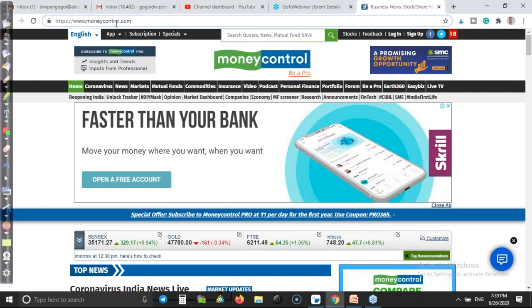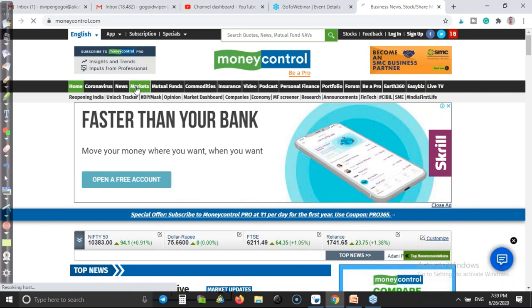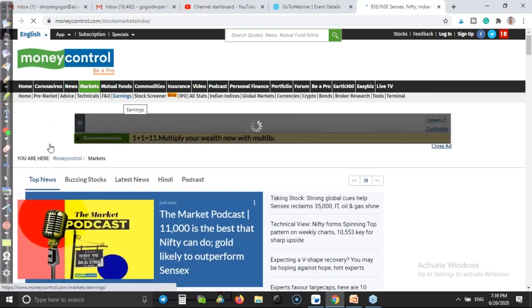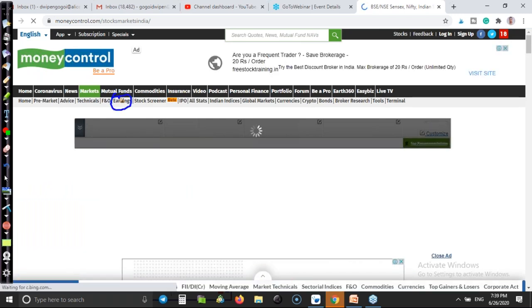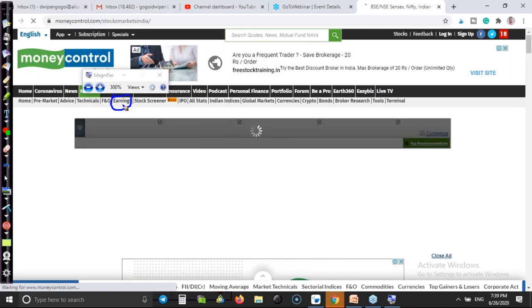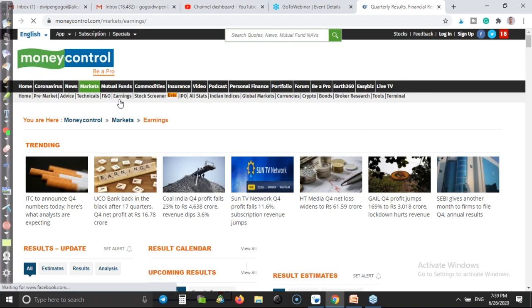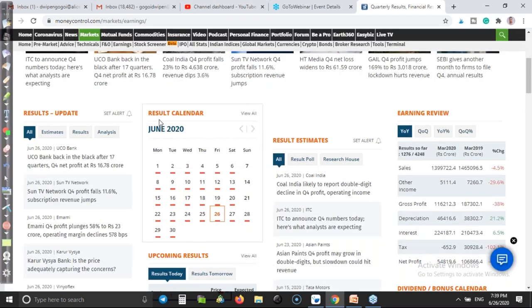After that, you just click on Market. Have you seen this option, Market? Here you can see this is the market. You just click on Market. Now you will find Earnings. Have you seen this earnings column? Here you can see this is the earnings. I think you are able to see, right? After that, you click on Earnings. Now see, there is a calendar. This is the result calendar, right?